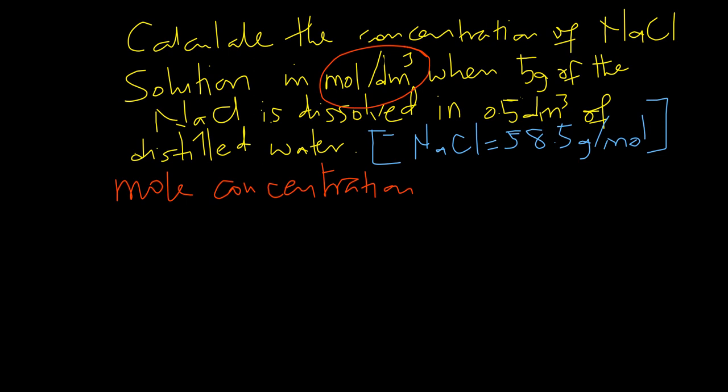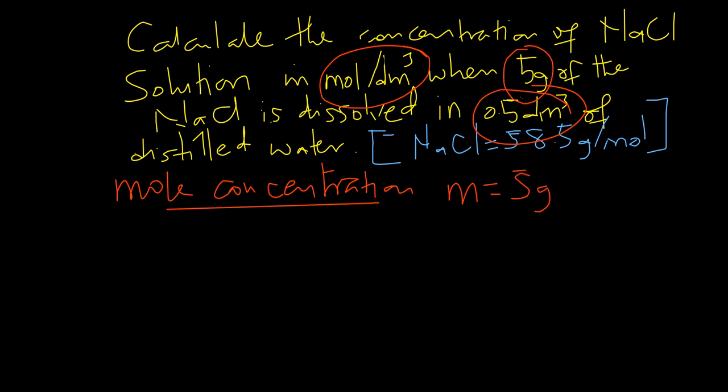Now, the information in the question: we've been given the mass, 5 grams, and we've been given the volume, 0.5 dm cube. We've also been given another piece of information, the molar mass of sodium chloride, which is 58.5. The question is, what are we going to use this molar mass for?